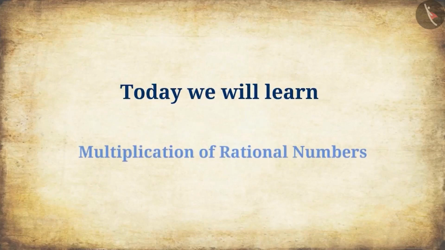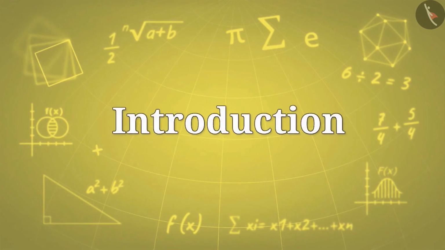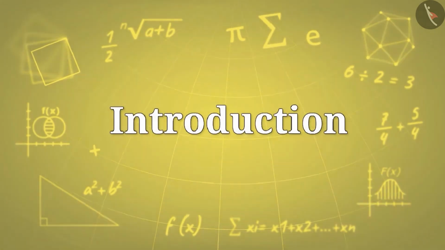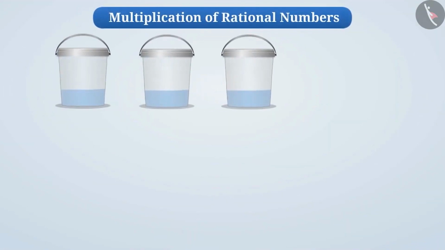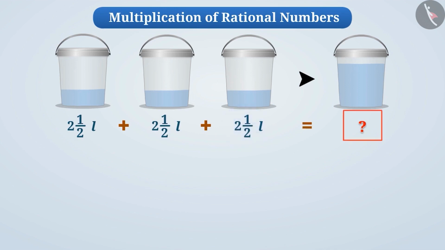Today, we will learn multiplication of rational numbers. Suppose we take 3 buckets and fill each bucket with 2.5 liters of water. If we mix the water of all the buckets, to know how many liters of water we will have, we need to find the result of 2.5 plus 2.5 plus 2.5.